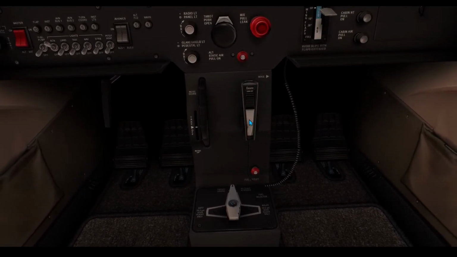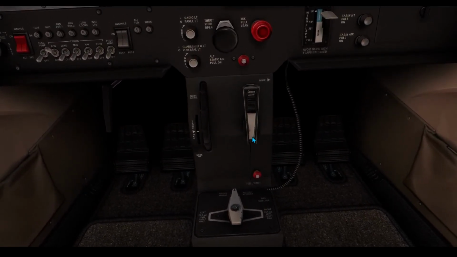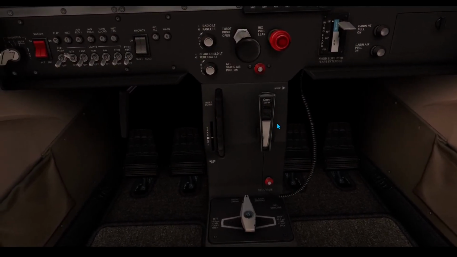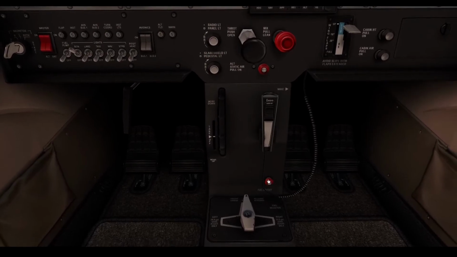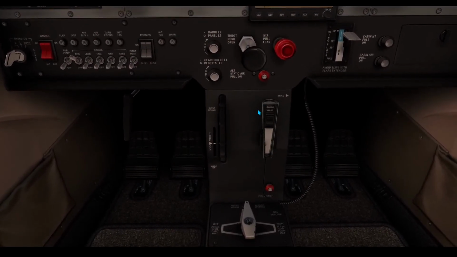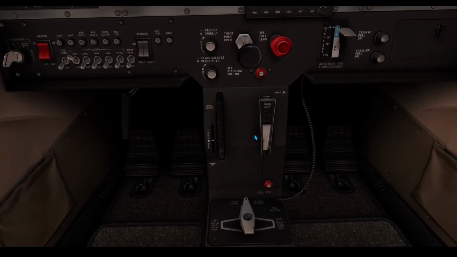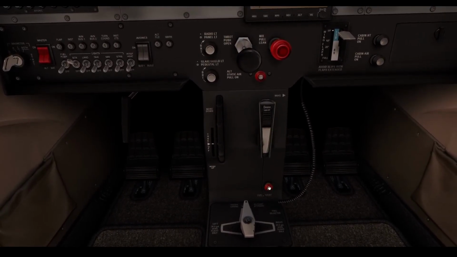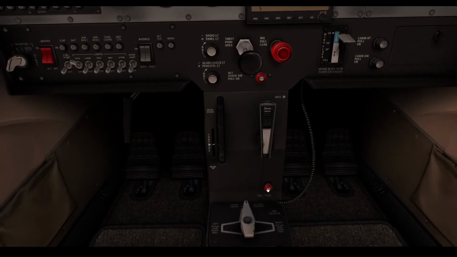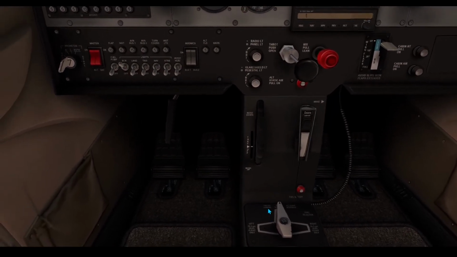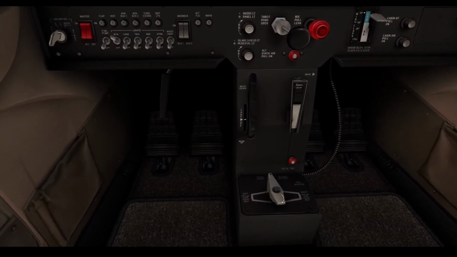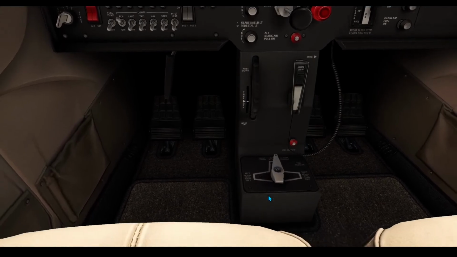Okay, this is the hand mic, not simulated in this iteration of the Cessna 172, because this is a default aircraft. If you don't have a headset or your headset is broken, you can use this hand mic to talk with the air traffic controller. Fuel valve to cut the fuel. If I pull it now, the engine will quit. Fuel tank selector: left, both, right.